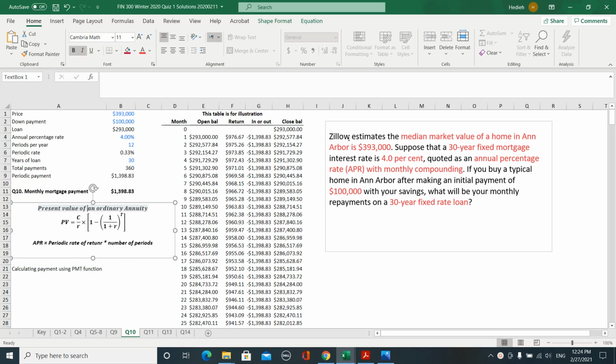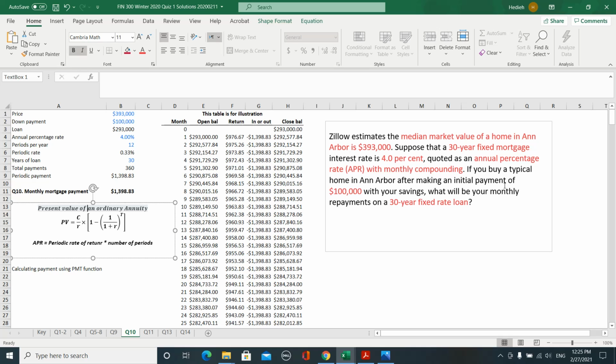So assume that Zillow estimates the median market value of a home in Ann Arbor is $393,000, and suppose that a 30-year fixed mortgage interest rate is 4%, quoted as an annual percentage rate with monthly compounding. So as you know, an annual percentage rate is a simple interest rate and it doesn't consider the effect of compounding. So here that's why the compounding period is mentioned. So we have monthly compounding.